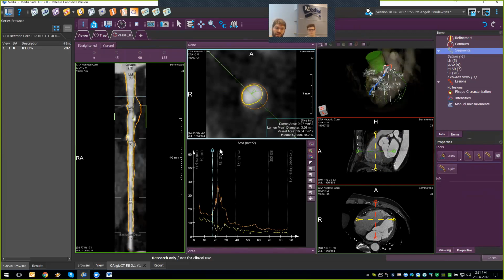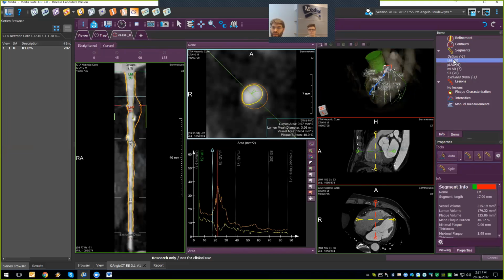So you might now see these gray lines which indicate the boundaries of the different coronary segments. And the names of these different segments are now enumerated in this list. And we can actually highlight one of them, and we can see what that active segment looks like in the graph, so from the green to the red bar, or in the straightened view from the green to the red bar.